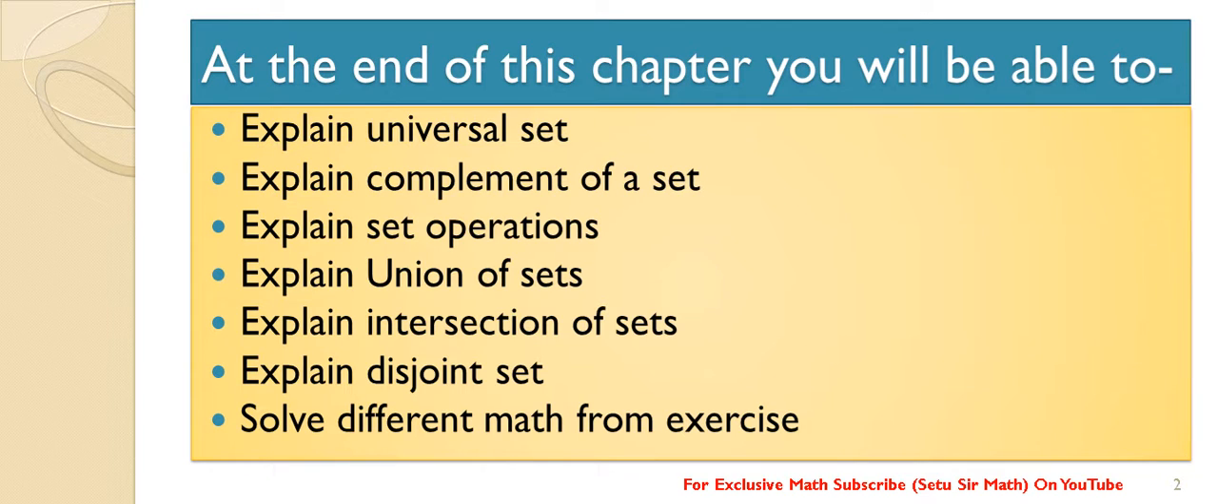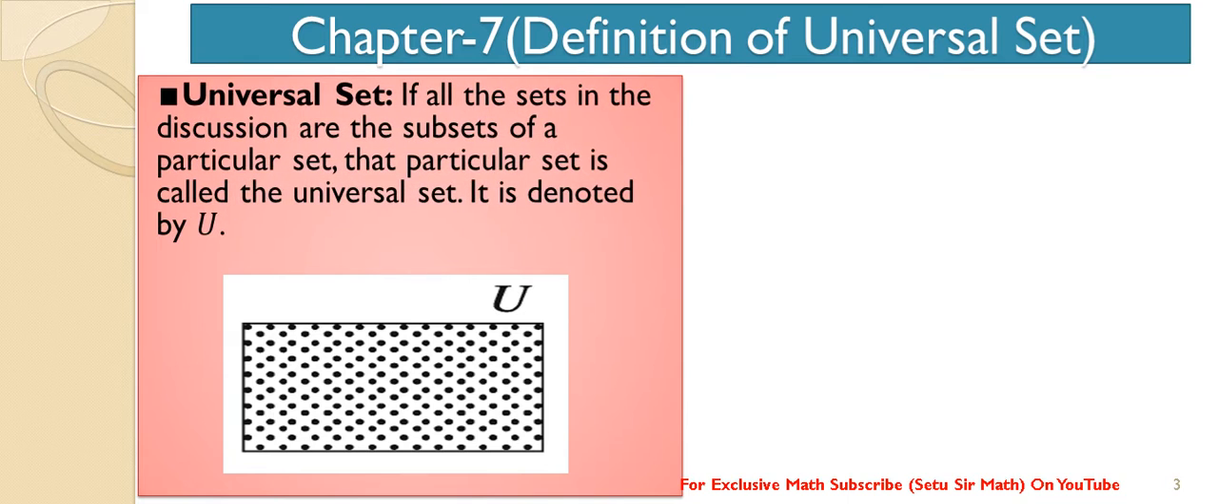Okay, let's start today's lesson. Chapter 7, definition of universal set. At first you can see this figure. This is the universal set figure U. Universal set: if all the sets in the discussion are the subsets of a particular set, that particular set is called the universal set and it is denoted by U.